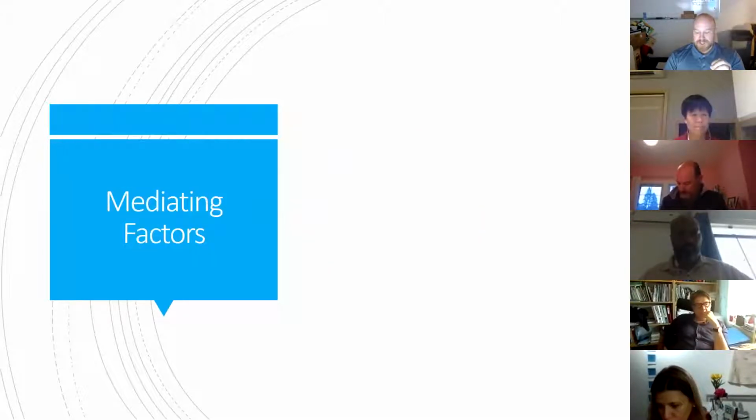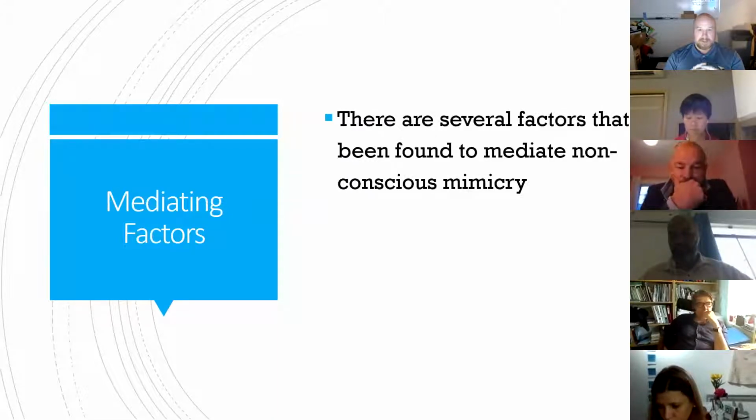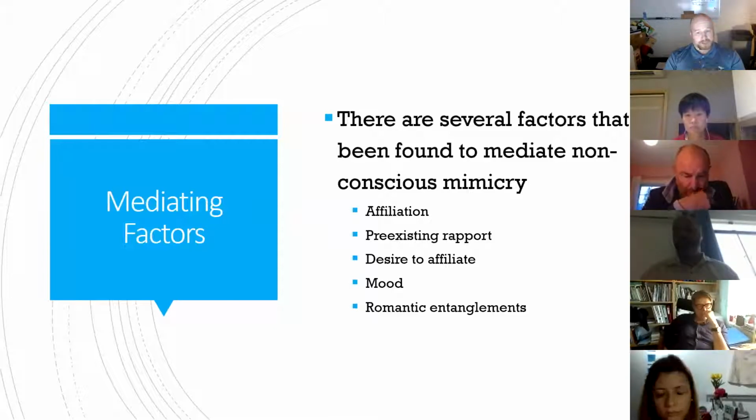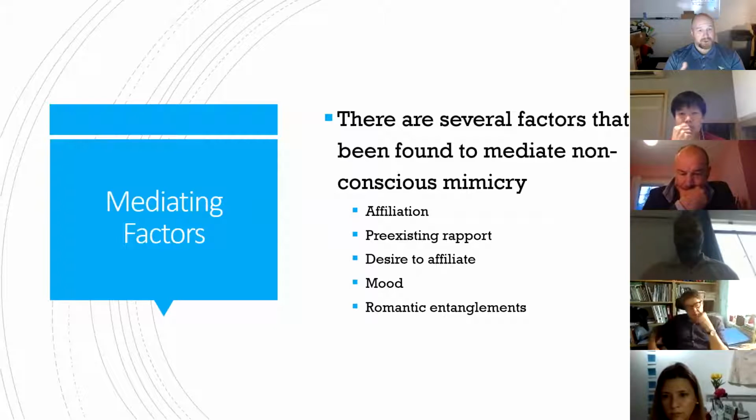Okay, so within social psychology, we found a few things that mediate this mimicry or discussion. And typically these are one-way interactions. We have one mimicker and one mimicked person. And we see these factors have been repeatedly shown to either amplify or dampen this non-conscious or chameleon effect. And essentially we see that affiliation or pre-existing rapport, desire to affiliate, mood, or even romantic entanglements tend to affect non-conscious mimicry within people engaged in an activity. Affiliation has been found to be one of the major ones. Rapport has been found to be another major one. Desire to affiliate is another one.